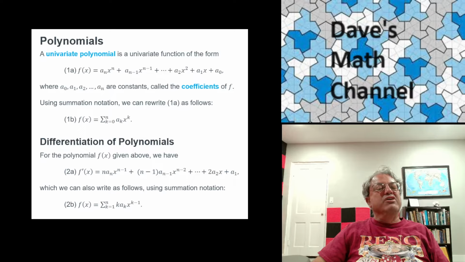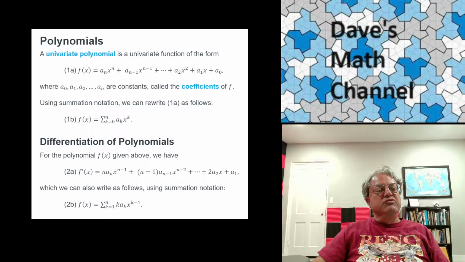It's just a more compact notation. So we can write the sum as k goes from 0 to n of a sub k x to the k. It means exactly the same thing as 1a. You just don't have to write as many terms. So anyway, now I've just told you what univariate polynomials are. How do we differentiate them?